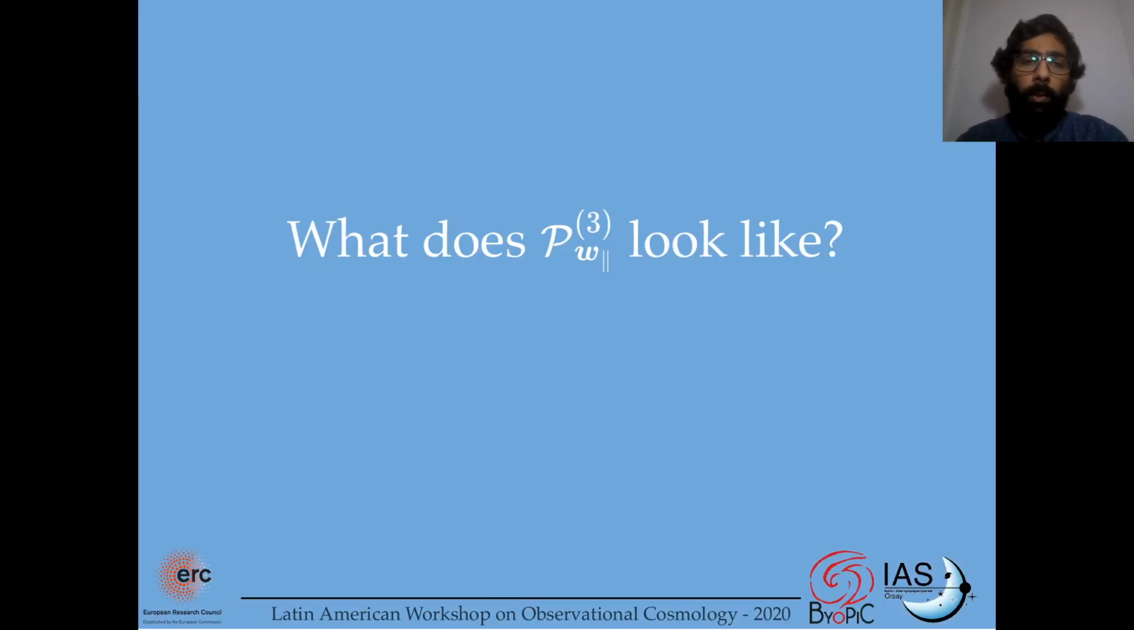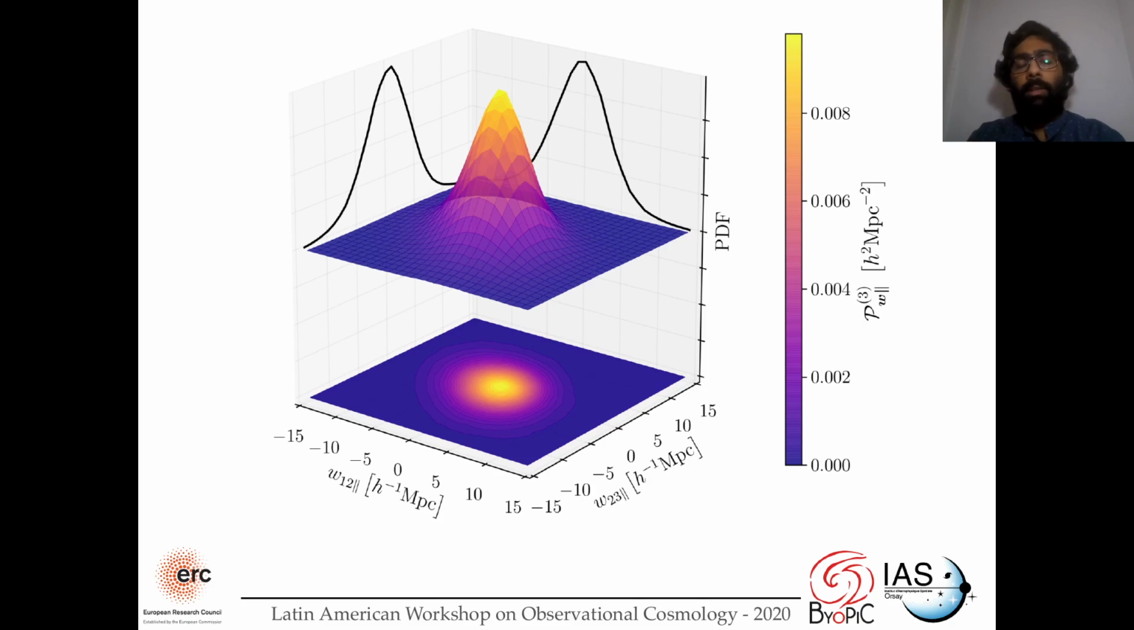Now the question we would like to ask is, what does P3 look like? For P2, we knew it was a univariate distribution, and for P3, as we already mentioned, it would be n-1, so we obtain a bivariate distribution. On the x-axis here, we show the W23 parallel component, and on the y-axis we show W12. On the z-axis, we show the amplitude of the PDF itself.